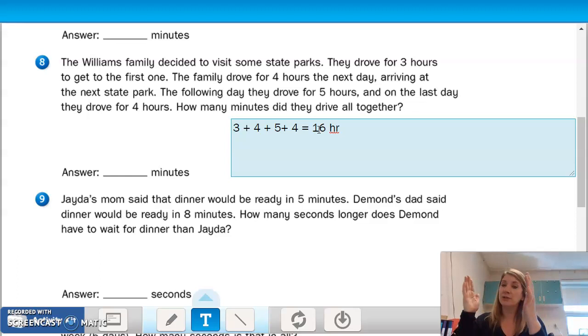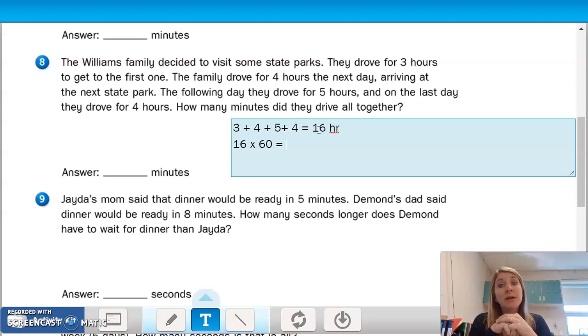They want us to turn those hours to minutes. So we're going to take our 16 and times it by what? 60. This looks like a calculator one. That's not a basic fact. I don't know 16 times 6 off the top of my head. So go ahead. I'll give you a little time. Calculator, 16 times 60.